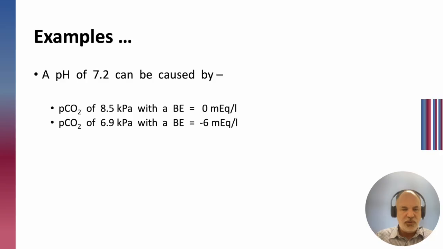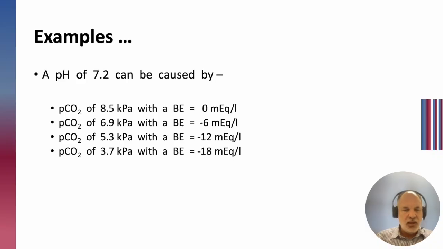Or the CO2 could have gone up to 6.9 kilopascals, in other words, by 1.6 kilopascals, and the base excess has dropped by 6 milliequivalents per liter. So we're picking up a 0.1 unit change in pH from the PCO2 and a 0.1 unit change from the change in the base excess. Or we could have a PCO2 that's plumb normal at 5.3 kilopascals, but a base excess of minus 12. So this would be a pure metabolic acidosis. Or a CO2 of 3.7 kilopascals with a base excess of minus 18.